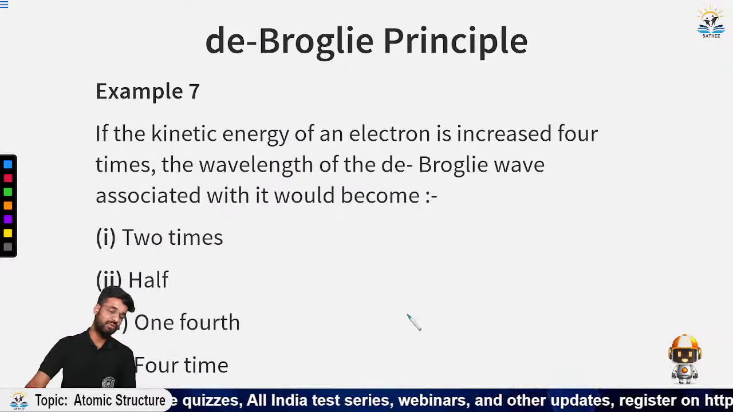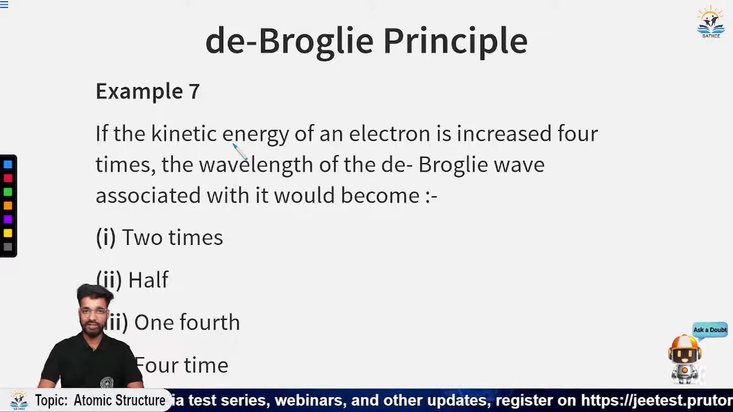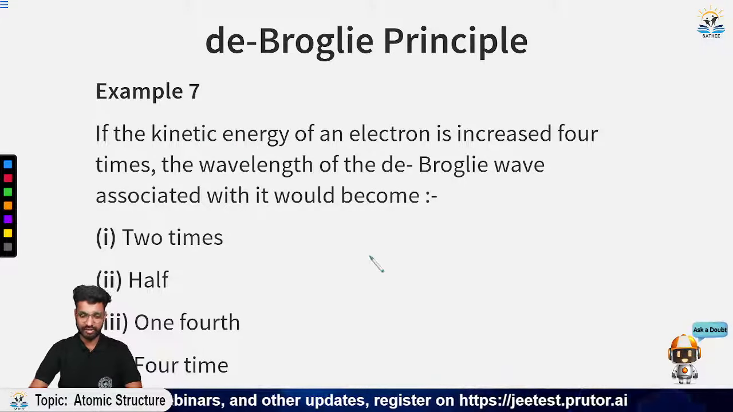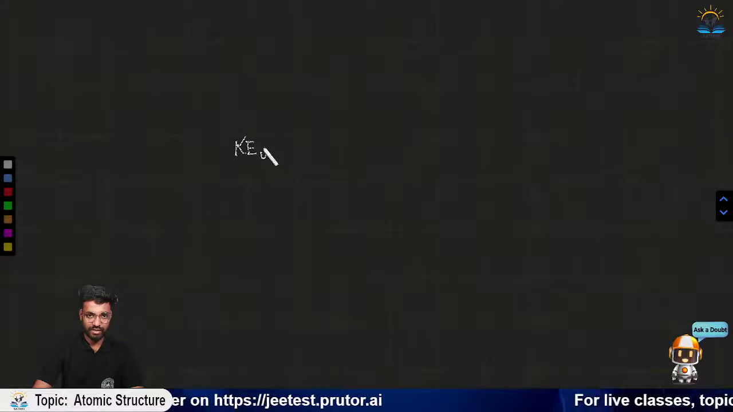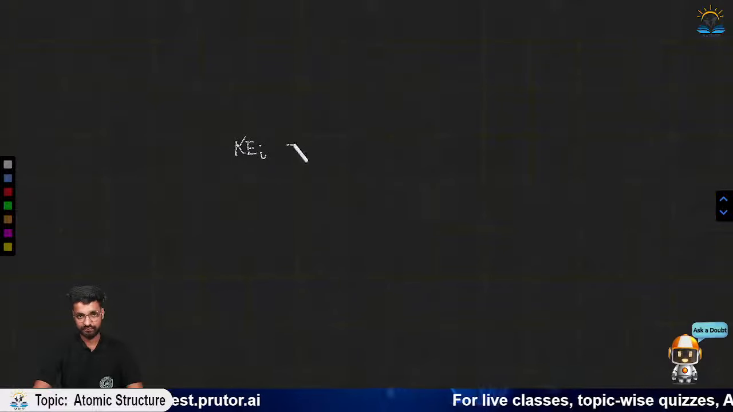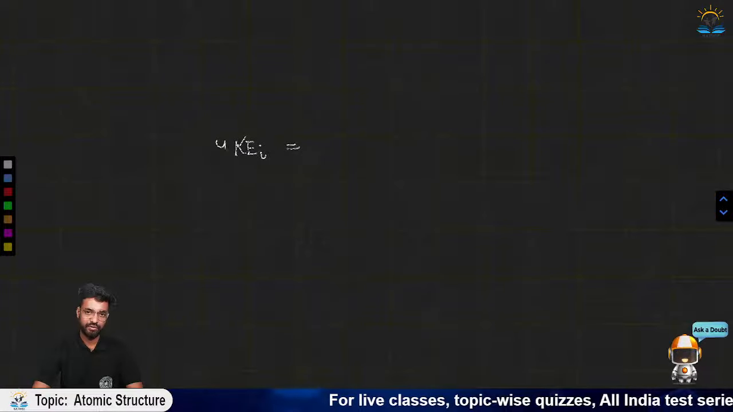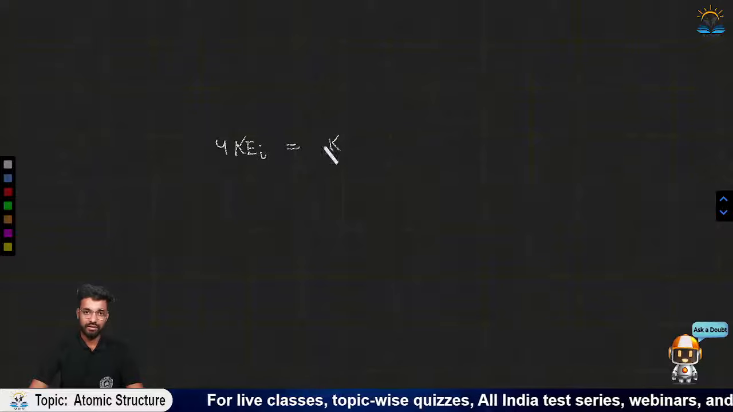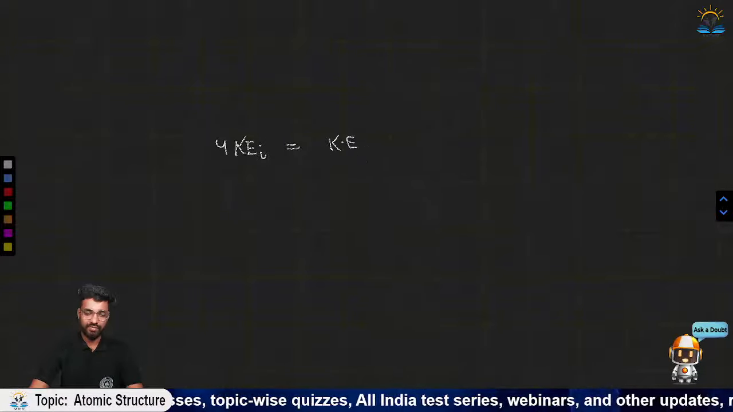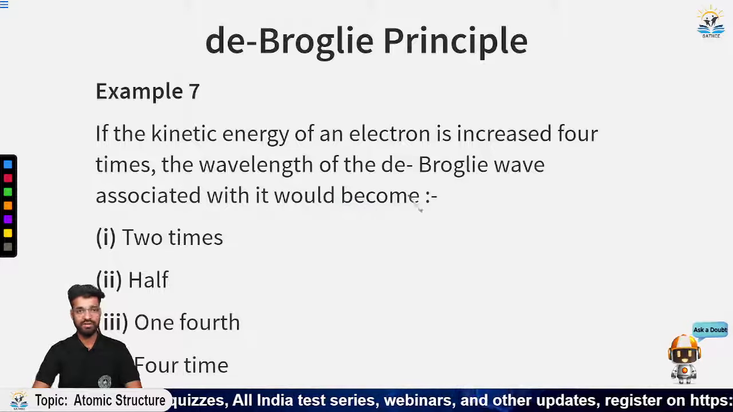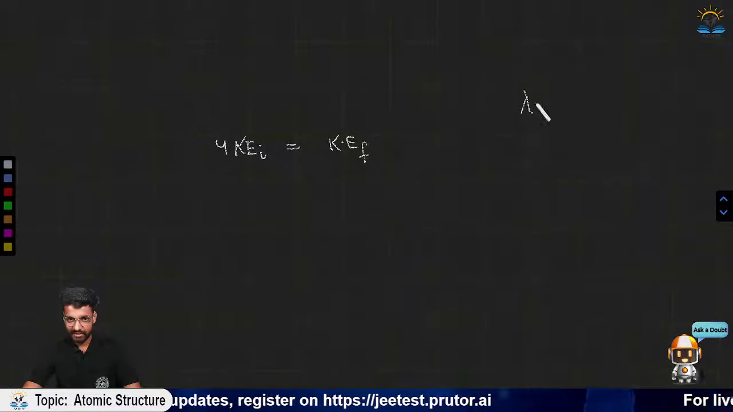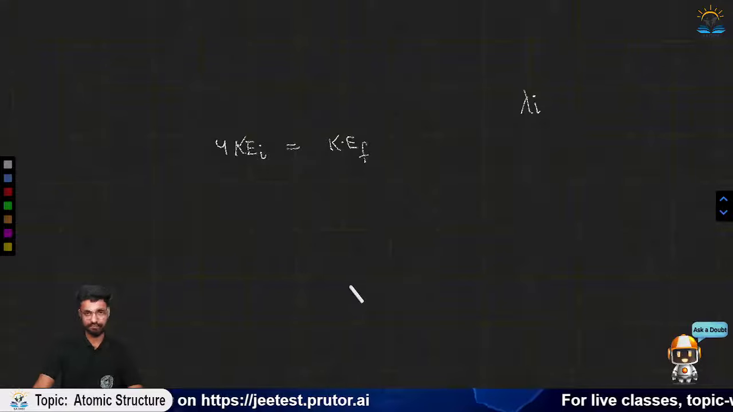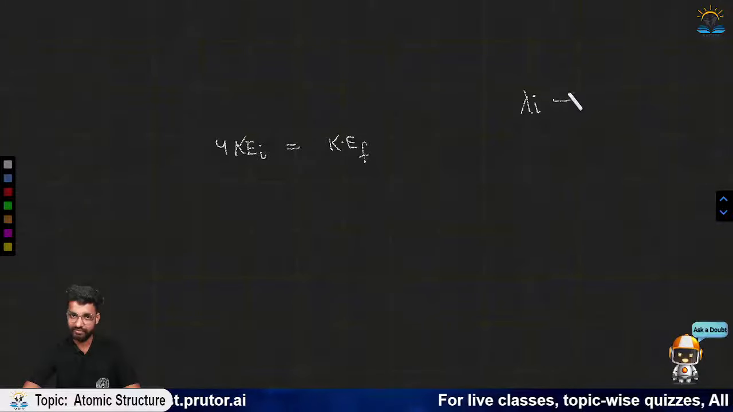Next, we move to a question here. It says that the energy of an electron is increased 4 times. Suppose we have a kinetic energy initial, and it is increased by 4 times, meaning the final energy is 4 times the initial energy. Then what we have to find is the de Broglie wavelength that will be associated with it. Let us suppose that the initial wavelength is lambda i and it goes to lambda f.